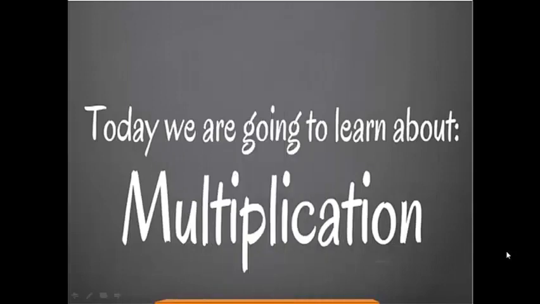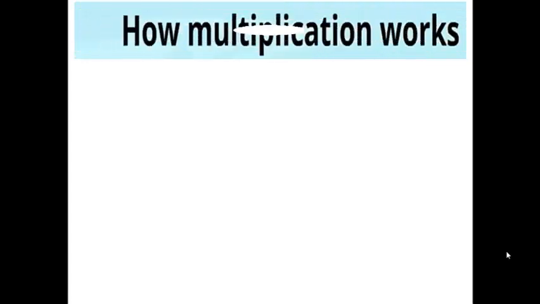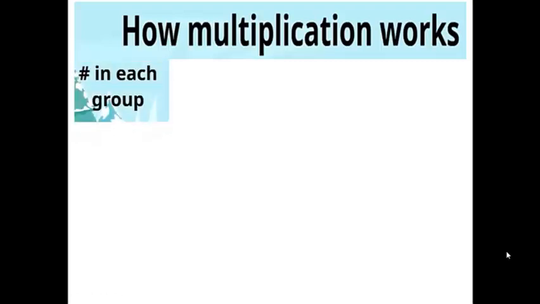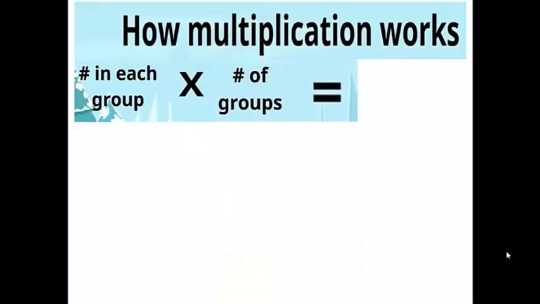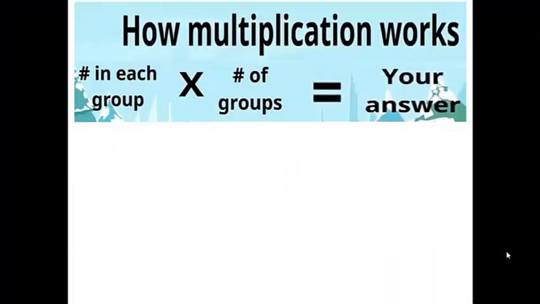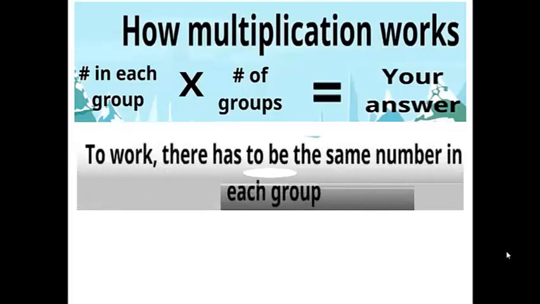Today we are going to learn about multiplication, how multiplication works, and how to write any multiplication sentence. At first, you must write the number in each group. Then write the multiplication sign and the number of groups, equals your answer. To work, there has to be the same number in each group.